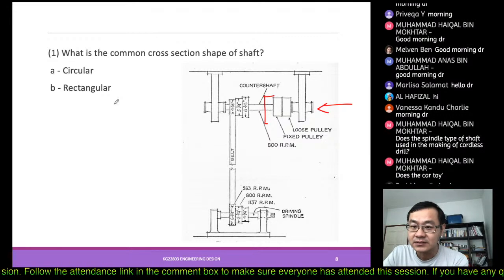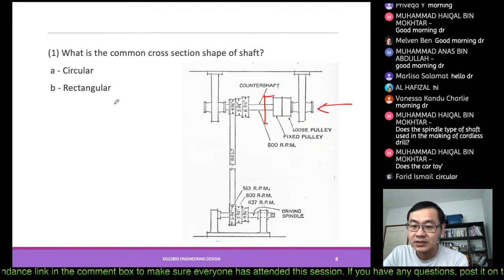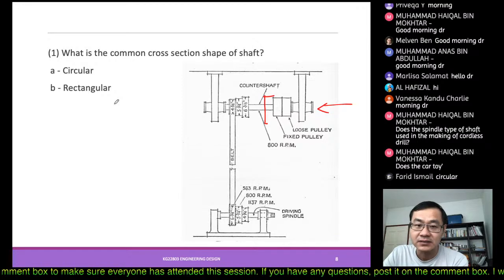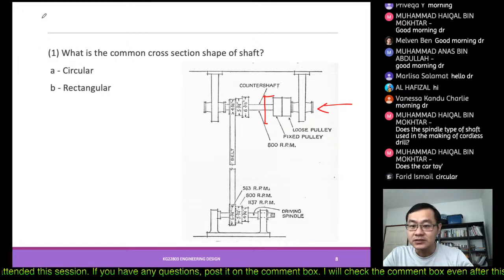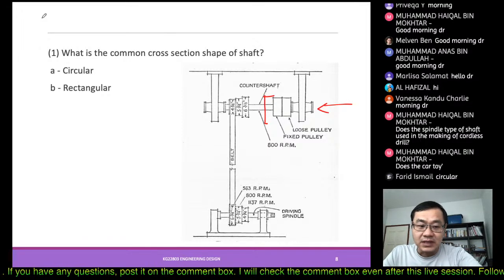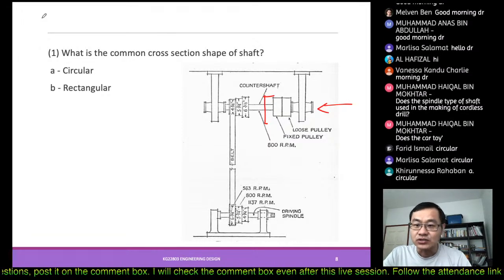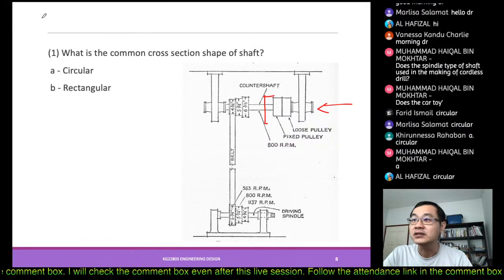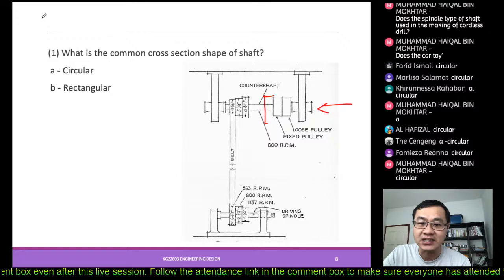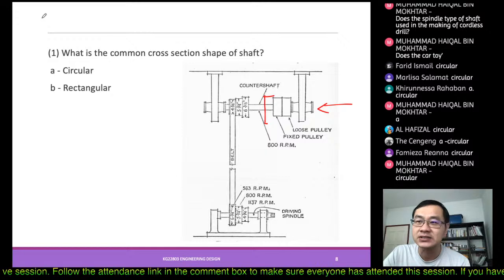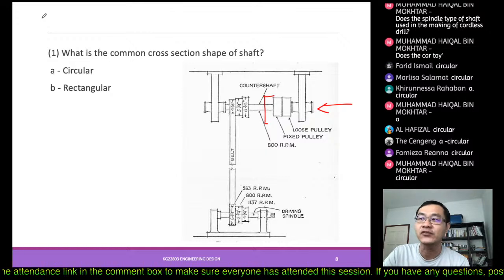Does the spindle type use circular? Okay. Right. Yeah, I guess yes. Some of you already got it. It should typically be circular, but there are some non-circular types of shaft as well.